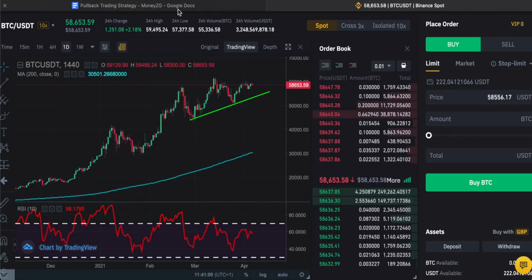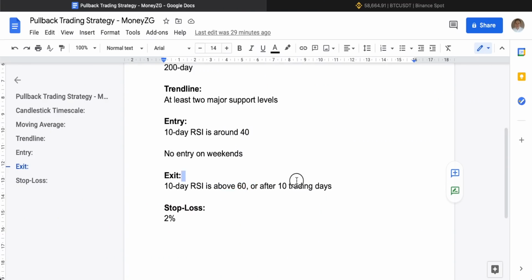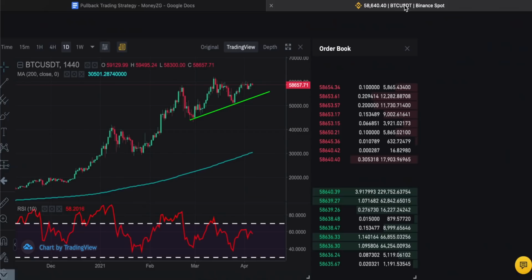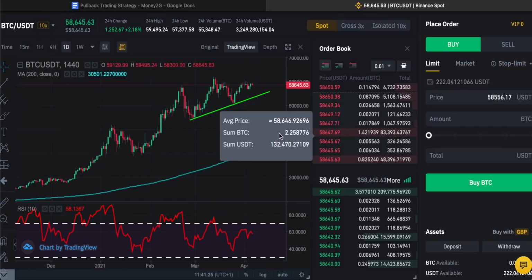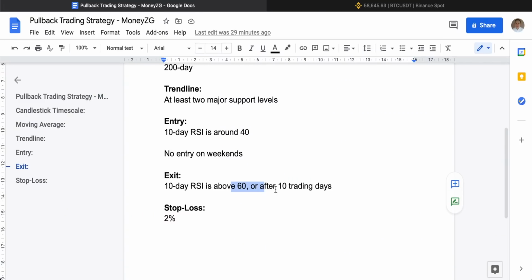The only exception to this is if you've been trading for 10 trading days, you've had an open position in Bitcoin for 10 trading days, we're actually going to use that as an exit point if 60 RSI is never met. The reason for this is really simple. If you're trading longer than 10 days, then essentially you maybe are buying and holding Bitcoin, which is absolutely fine and there's nothing wrong with that. But we have to have an exit point for this trading strategy.